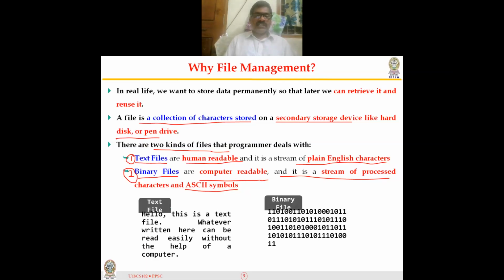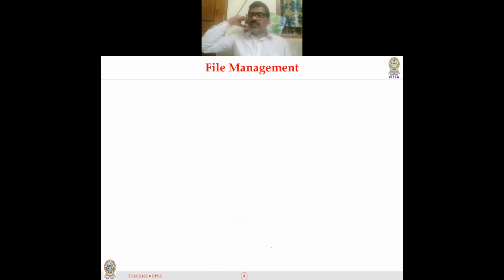If you see this particular example, this is the text file: Hello, this is a text file. Whatever is written here can be easily read without the help of a computer. This is the text file where you are storing the data in the form of text. This is a binary file which is converted into its equivalent ones and zeros. This is easily machine readable and this is an easily human readable format. Fine. So these are the two different types of files that the C language can be used to implement.